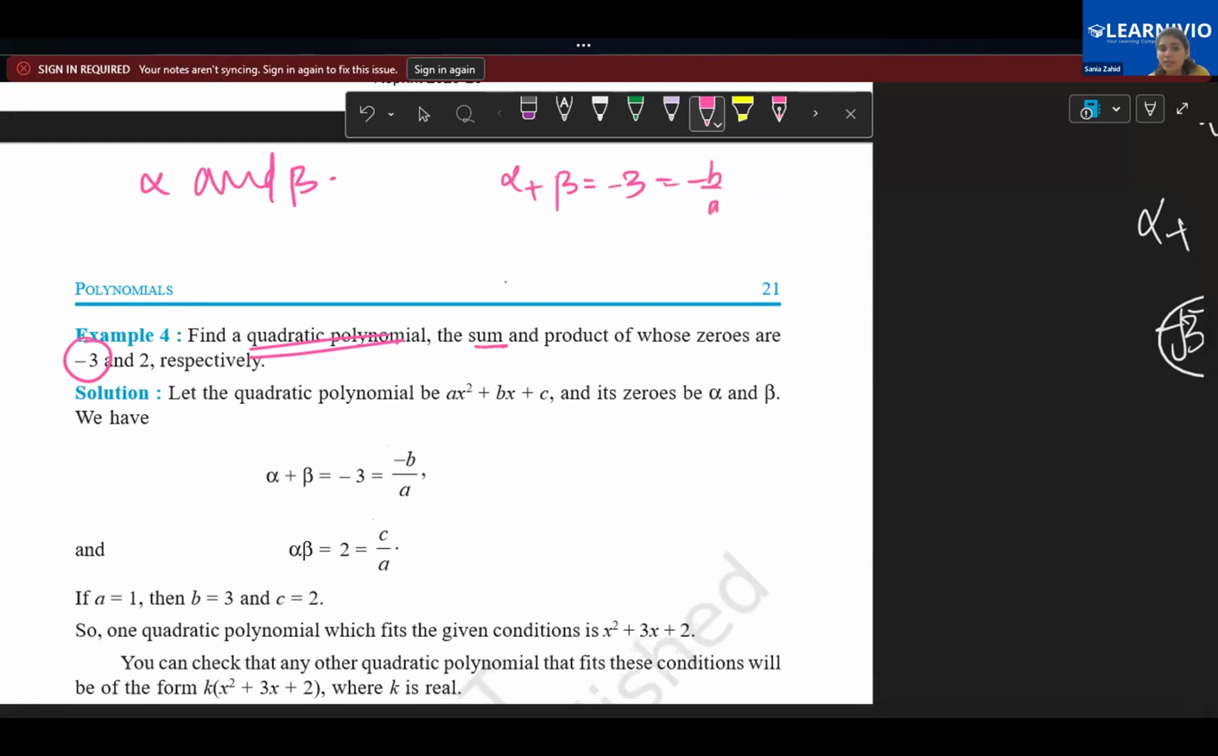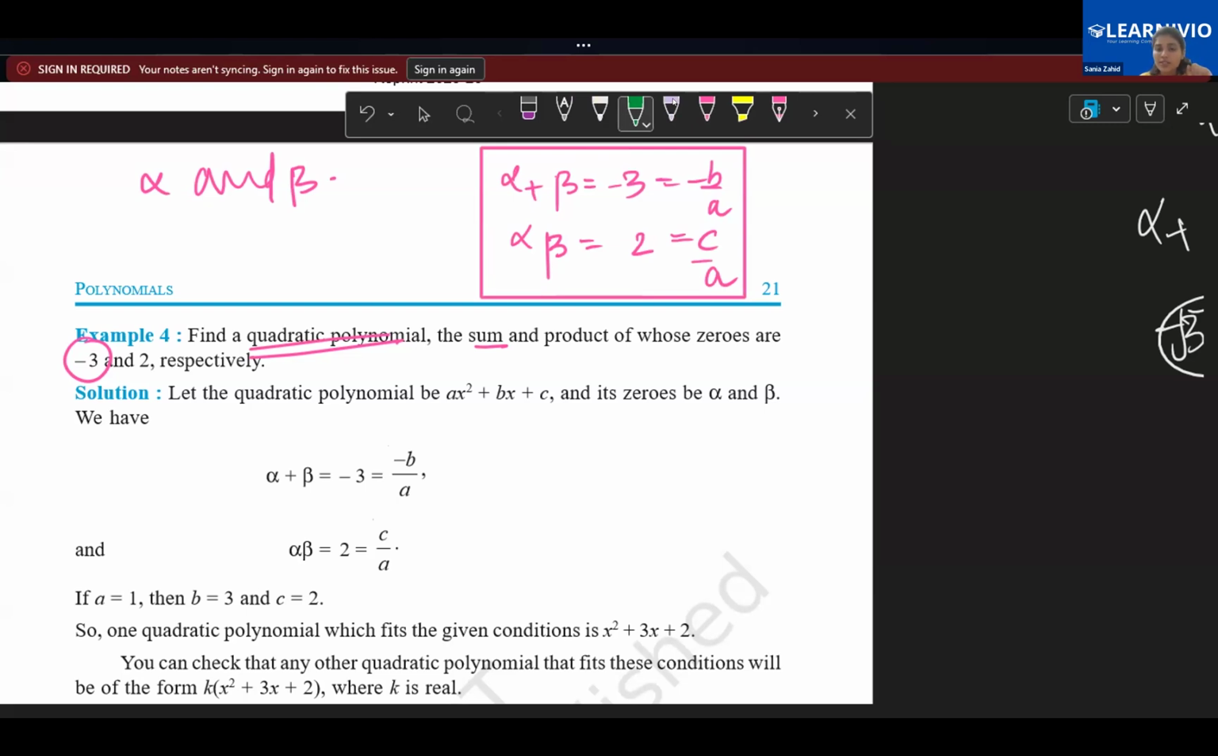Minus b by a. Alpha into beta is 2. What is the formula for alpha into beta? C by a. So this part is given to you already, right? This minus b by a and c by a, we've known it already. Now you basically have to deduce a quadratic polynomial out of this, right?